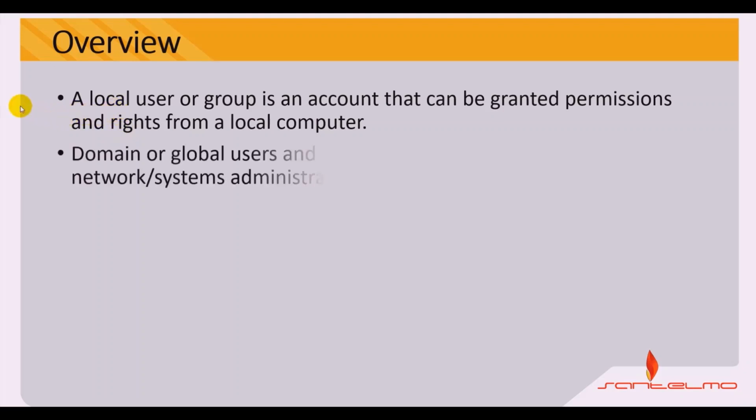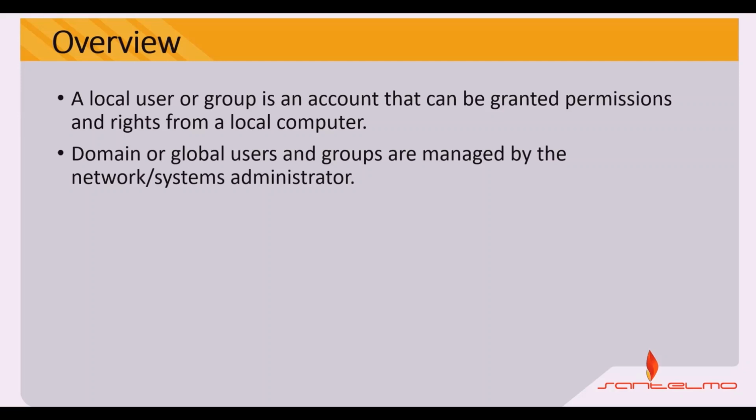We also have domain or global users and groups, which are managed by the network or systems administrator. Local users, global users, and global groups can be added to the local groups. However, local users and groups cannot be added to the global groups. Users and groups are important in Windows domain security because they can be used to control the ability of the users and groups to perform certain actions by assigning them specific rights and permissions.